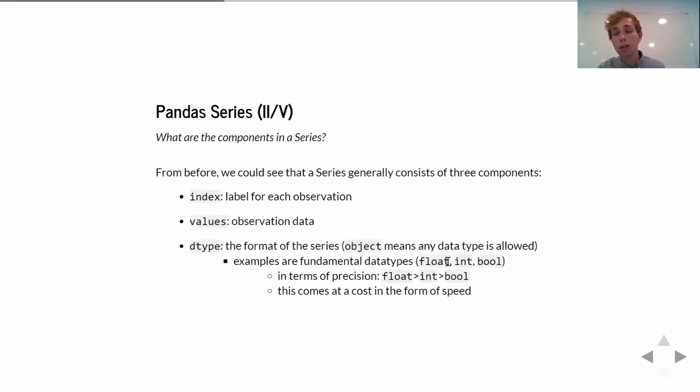That's, for instance, float, integer, and Boolean. In terms of precision, floats are more precise than integers, which are more precise than Boolean data. Boolean data is basically just values that can only have a true or false value, while floats are numbers that can have decimal points as well. In general, more precise data types are also slower to work with. So we want to work with as fast a data type as possible. If we can work with Boolean data, we want to do that in general.